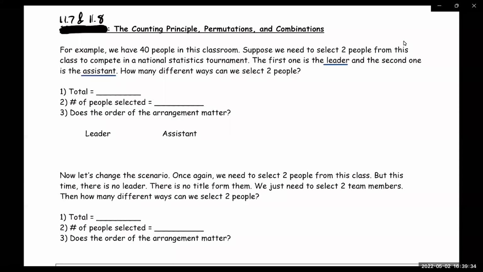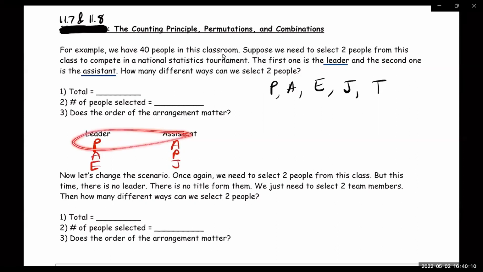Let's just make this problem a little more simple. Let's say we had Pamela, Alejandro, Erica, Jocelyn, and Tori. So that's 1, 2, 3, 4, 5 people, and we needed to select 2. Maybe the first one is Pamela as the leader, maybe Alejandro's the assistant. Or we can say Alejandro's the leader, Pamela's the assistant, or Erica's the leader, Jocelyn, and so on. So you can make a lot of combinations. So the question is, how many different ways can we come up with a leader and an assistant?